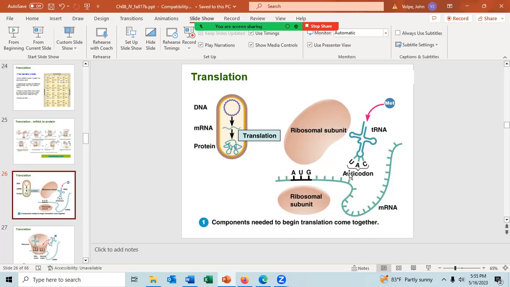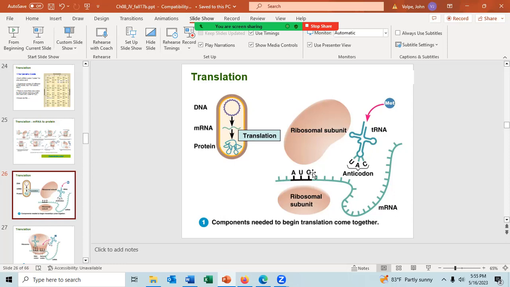the messenger RNA. What happens is the tRNA has an anticodon which will hydrogen bond to the codon of the messenger RNA. So if the codon is AUG, then the anticodon of the correct tRNA is UAC, and the U will hydrogen bond to the A, the A will hydrogen bond to the U, and the C will hydrogen bond to the G.